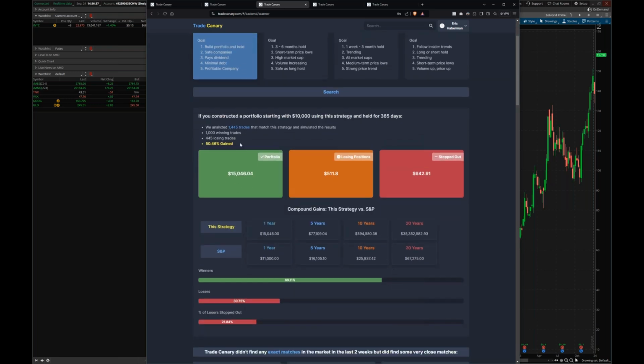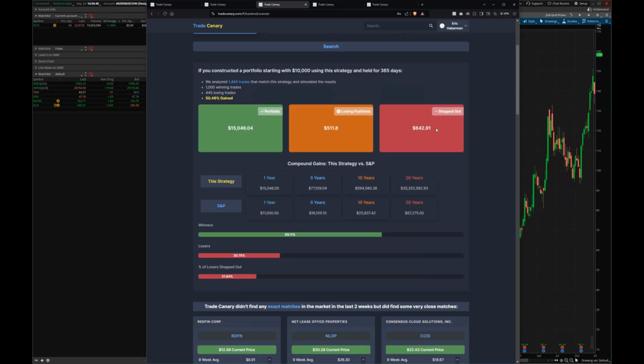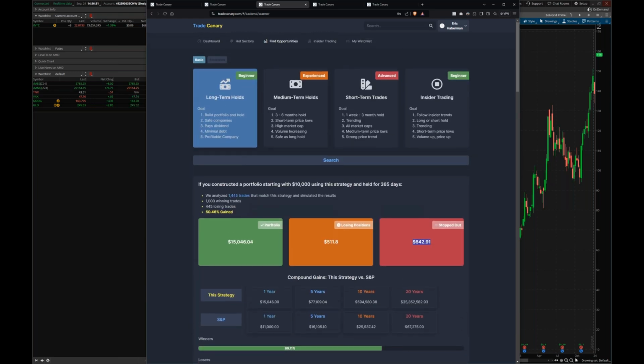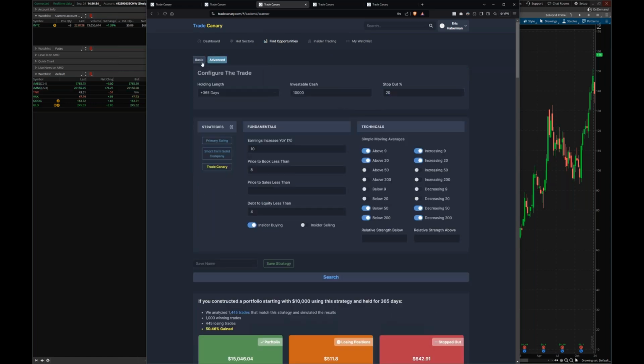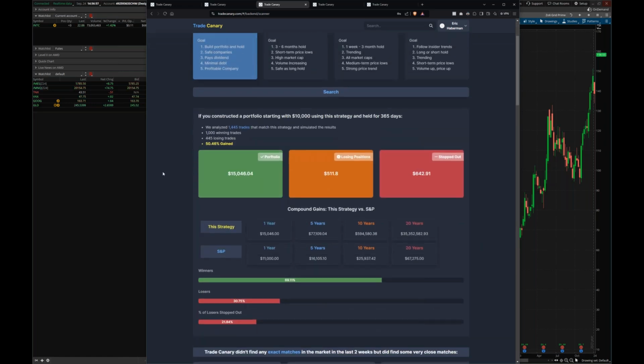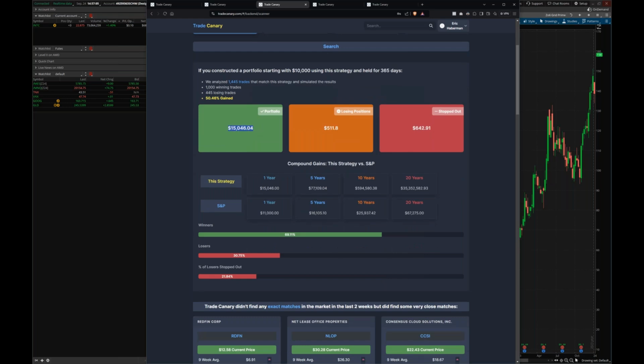We're going to simulate what happened if you held this portfolio for 1 year and put in $10,000. So in this case, back testing through history, we found 1,445 matching configurations of the strategy. We made 50.46%. We stopped out, and we have a 20% default configuration here. We stopped out, remember the stops, right? Auto sell if it gets down to a price. We stopped out at 20% and simulated through all of that. We made $5,000, 50%. We subtract our 642 from that, so this actually would have been 15.5 something, right? Or 15.7. We are holding $511 in losing positions.